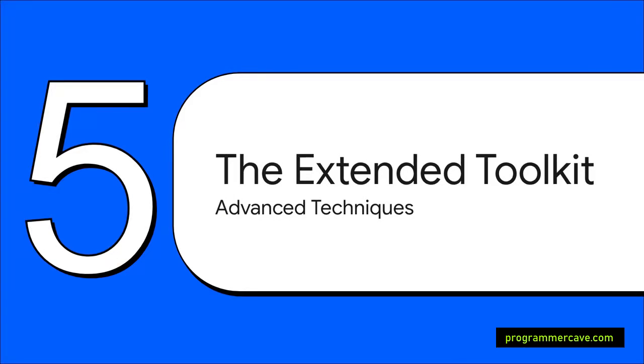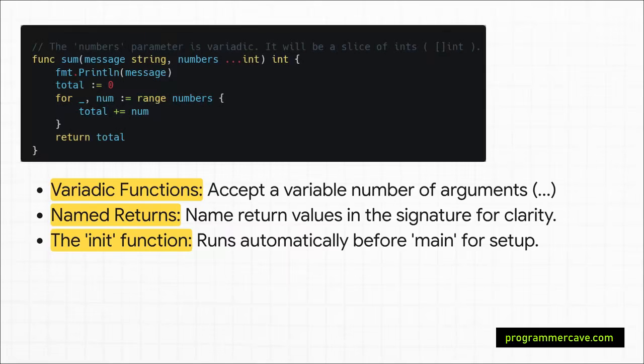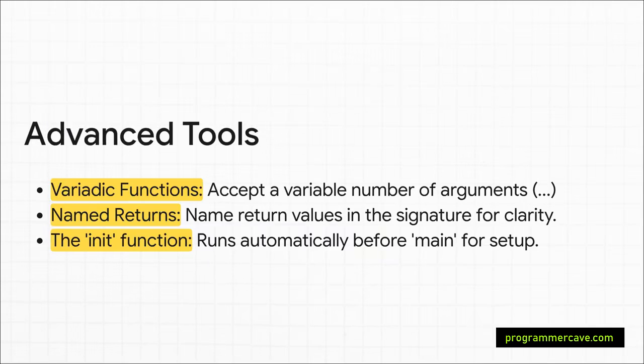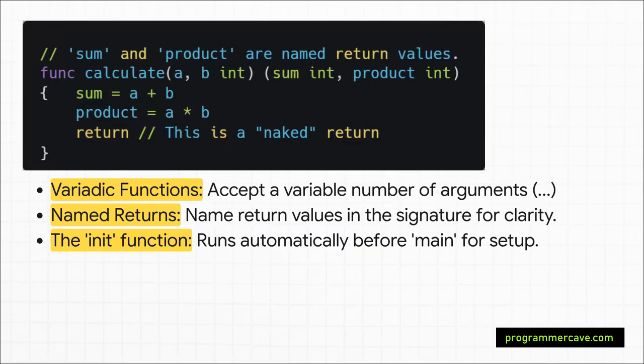All right, last section. Let's do a quick lightning round of a few other cool, advanced tools in your Go function toolkit. Okay, first up, variadic functions. See those 3 dots? That's your clue. It basically means and any number of other things. It lets you write super flexible functions like fmt.println that can take 1 argument or 10. Next, named returns. This is where you actually name your return values right in the function signature. It's awesome for clarity. It's like self-documenting code.